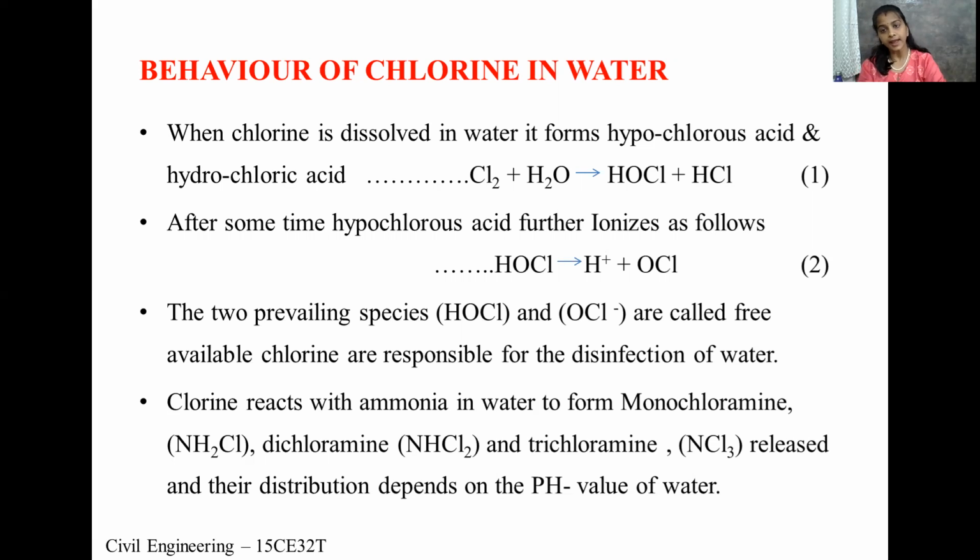Then chlorine reacts with ammonia in water to form three types of amines here: monochloramine, dichloramine, and trichloramine. All the chemical formulas are given within the brackets. Just go through.